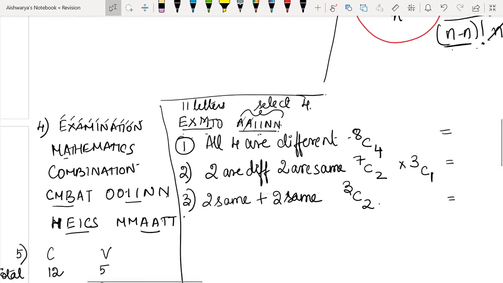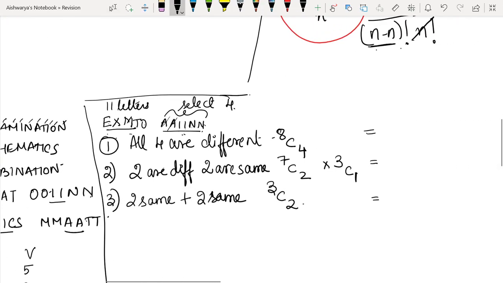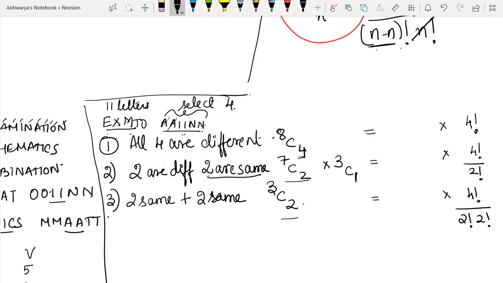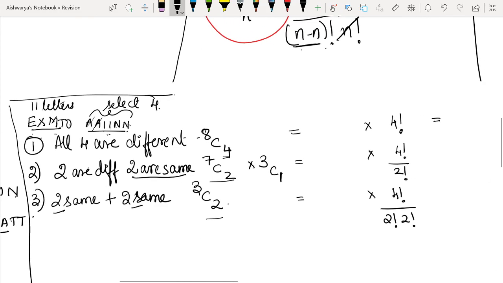Suppose they tell you arrangements also, what happens is, in each of these calculations you should arrange. For example, 8C4 is separate, for this you should do separate, for this you should do separate. How? 8C4 is 4 different letters, so straight away 4 factorial you will multiply. Now for this again it will be 4 factorial, but divided by 2 factorial because 2 are same. Now here it will be again 4 factorial divided by 2 factorial into 2 factorial because 2 same and 2 same. This is how you will do in case it is an arrangement.